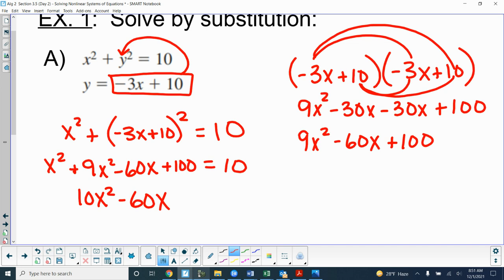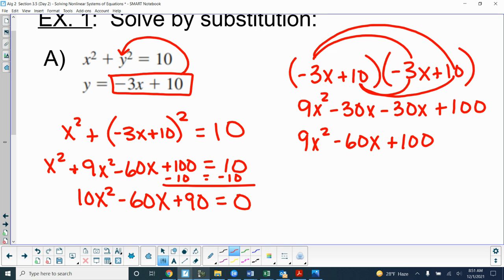What have we always done when we want to solve a quadratic equation? Set it equal to 0. Yeah. So what I want to do with this 10 is I want to bring it over here as I'm doing this. So what's 100 minus 10? 90. So now I have it equal to 0.